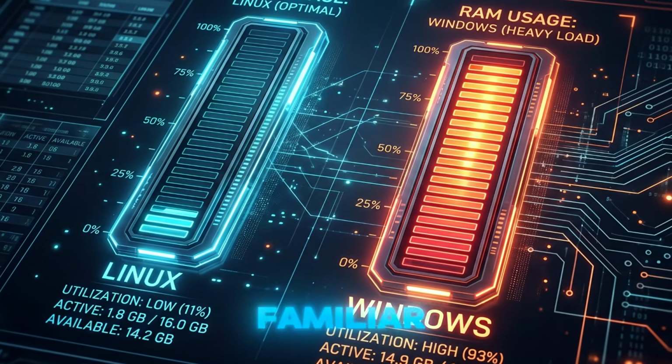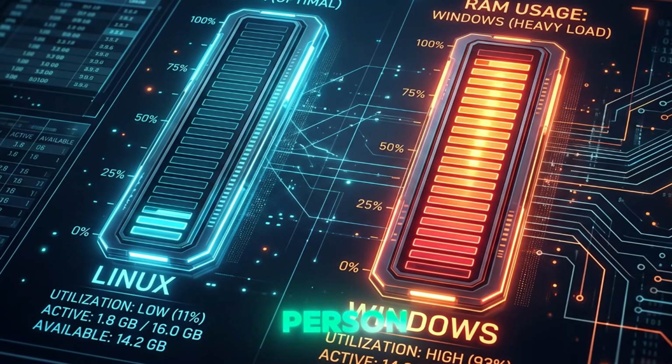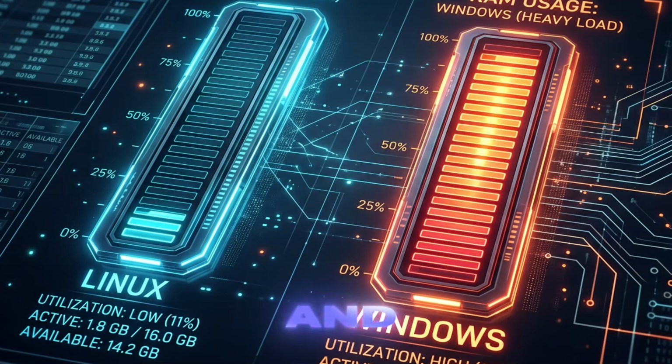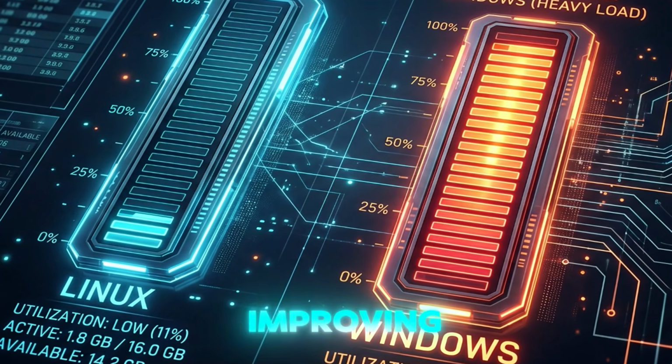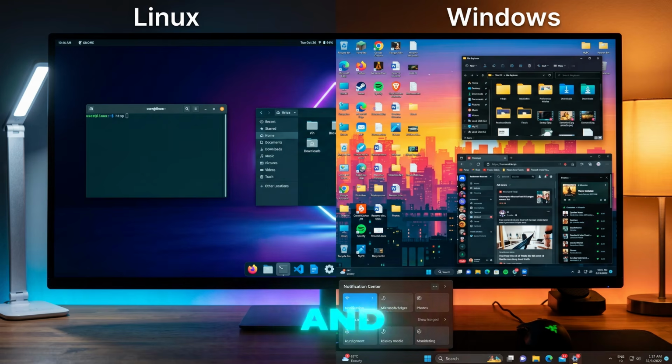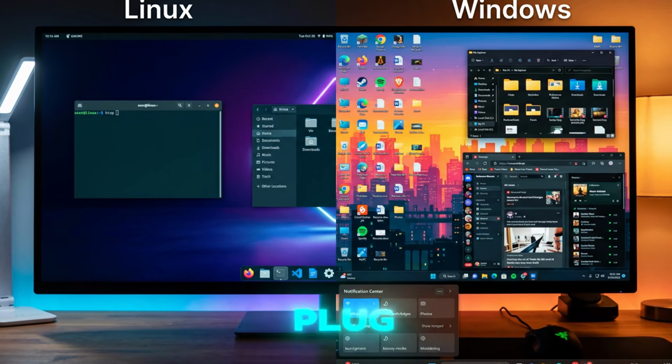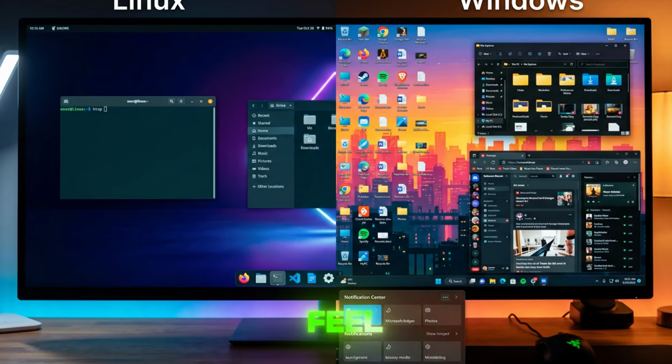Windows is designed to be familiar and easy to use for the average person. Everything works out of the box, and most software is readily available. Linux, while improving rapidly, still requires some learning and adjustment. For someone who just wants a plug-and-play experience, Windows might feel more comfortable.